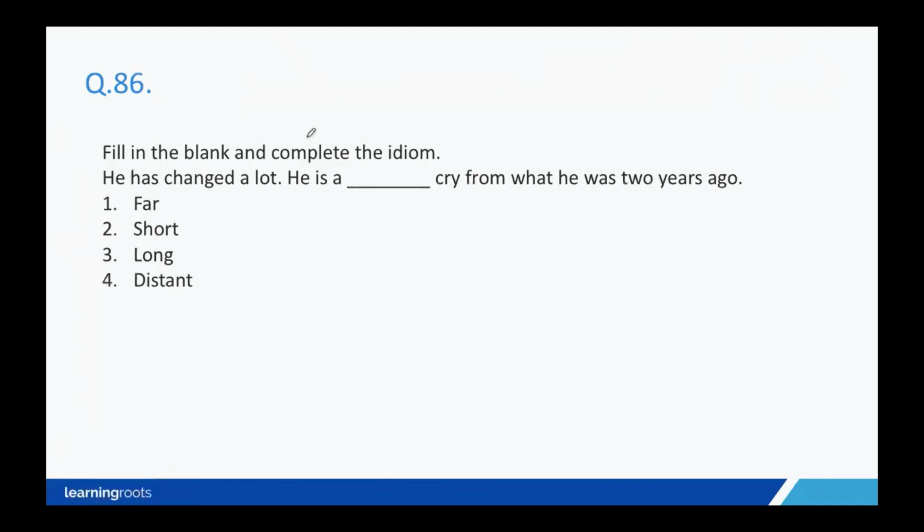86. He has changed a lot. He is a far cry. Okay, again, this is the idiom that is commonly used. Far cry from what he was.